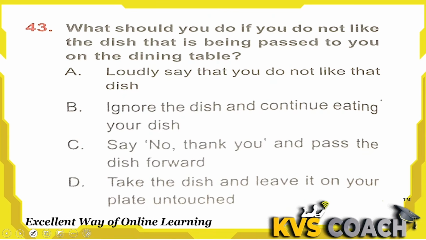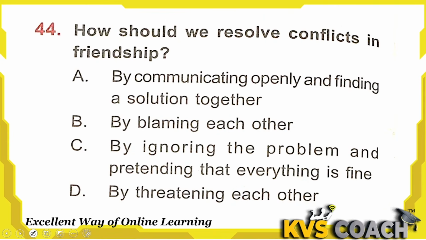Question 43. What should you do if you do not like the dish that is being passed to you on the dining table? A, loudly say that you do not like that. Wrong thing. Ignore this dish. Very wrong. Say no thank you and pass the dish forward. This is the correct way, that you politely say no thank you and pass the dish forward. Option D, take the dish and leave it on your plate untouched. This is very wrong. We should not waste food. Okay. So option C is the right answer here.